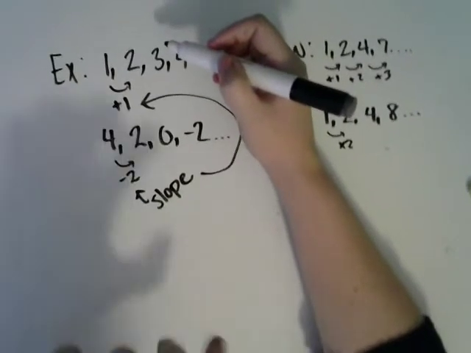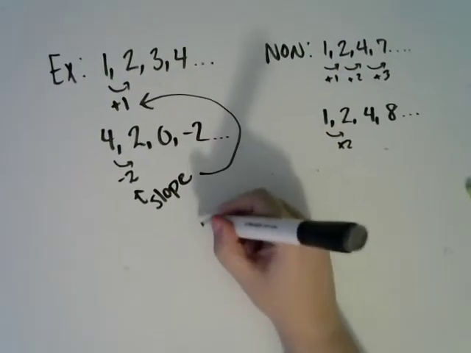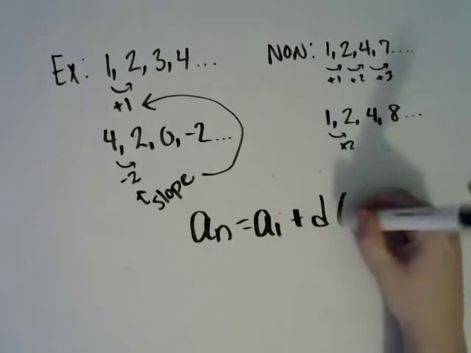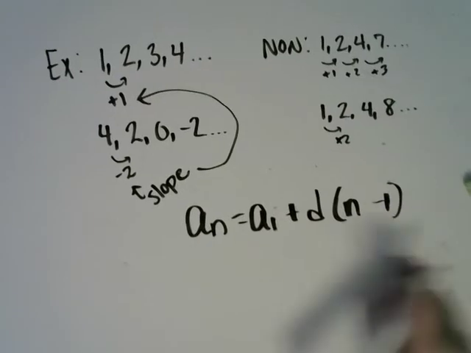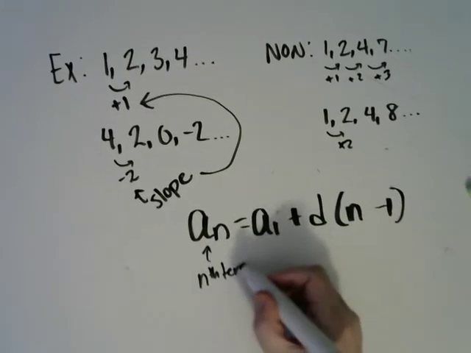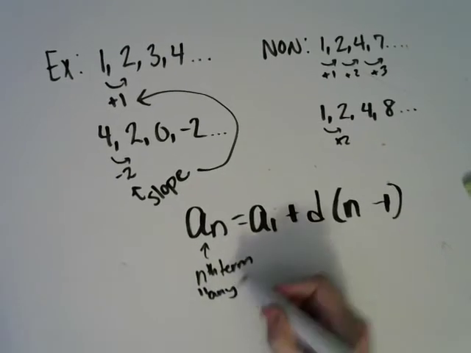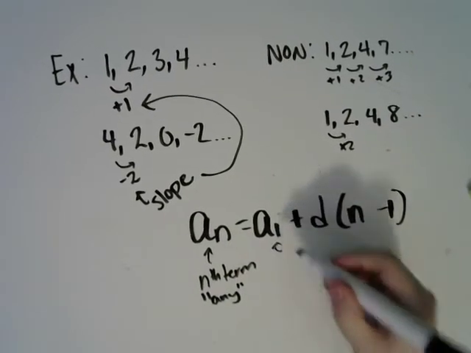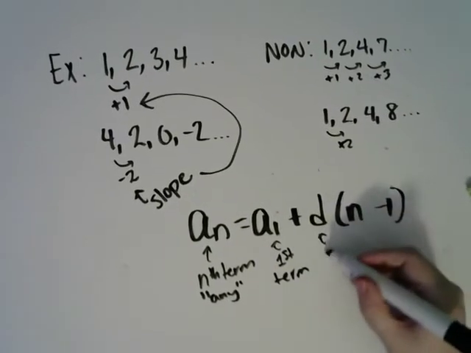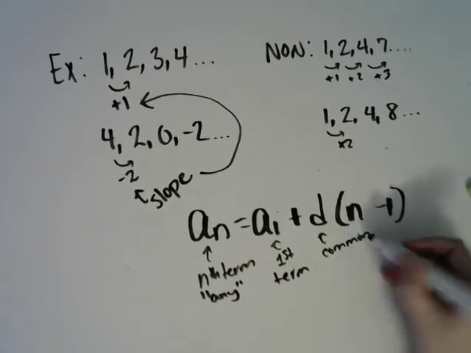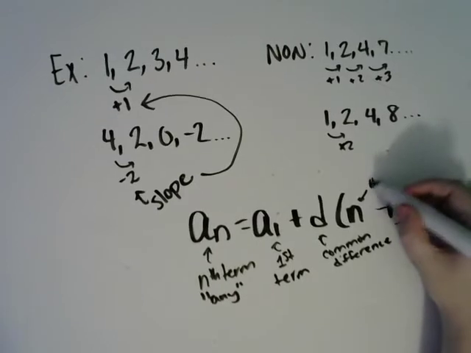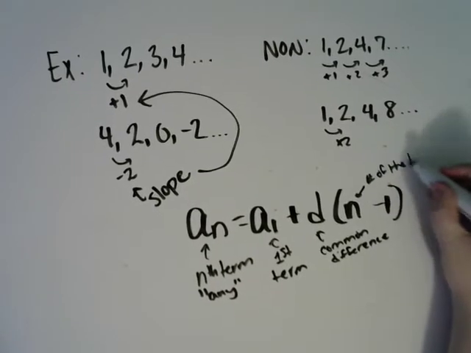Well, if these functions are linear, it means that we can use a linear type equation to model an arithmetic sequence. So our linear equation will look like this. AN stands for the nth term. I like to call it any term. A1 stands for the first term. D stands for the common difference, also known as the pattern. And N stands for the number of the term.